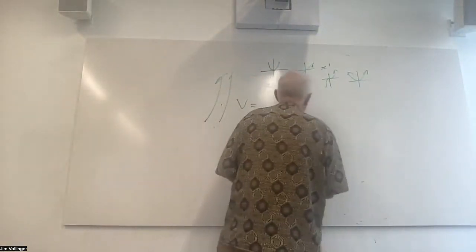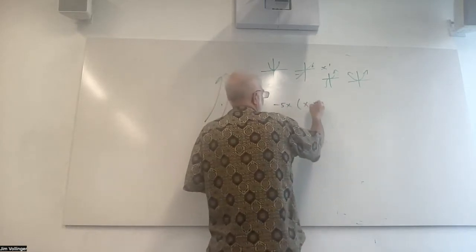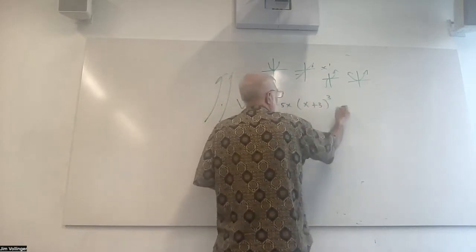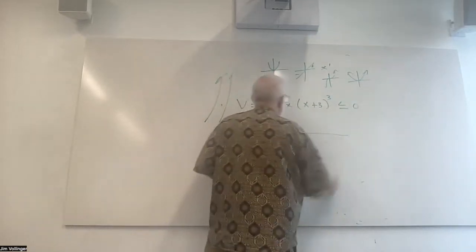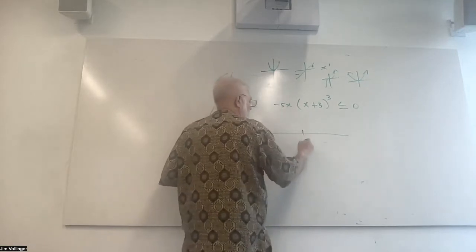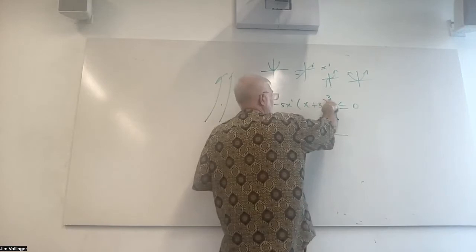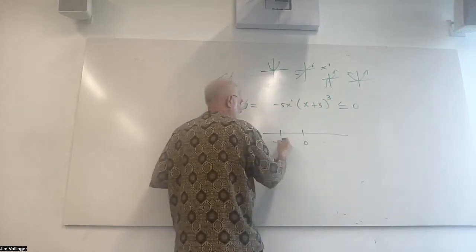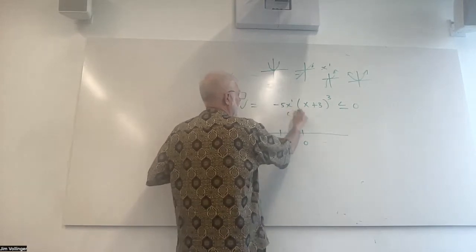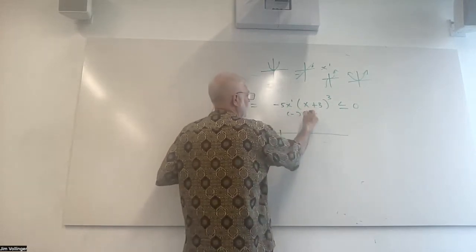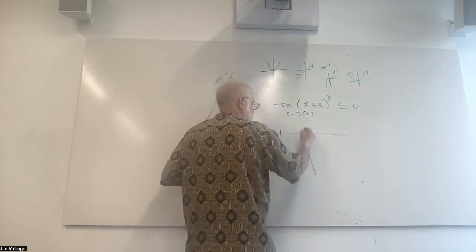Problem 2. We'll change it up a little bit. Let's look at minus 5x times x plus 3 cubed. Let's look at when is that less than or equal to 0. Okay, so I draw the axis. At 0, I get a sign change because it's to the first power. I get a sign change here as well at negative 3. Now I put in 1,000,000. If I put 1,000,000 in here, I get a negative. If I put 1,000,000 in here and do the work, I get a positive. That's a negative product. So my graph looks like this.